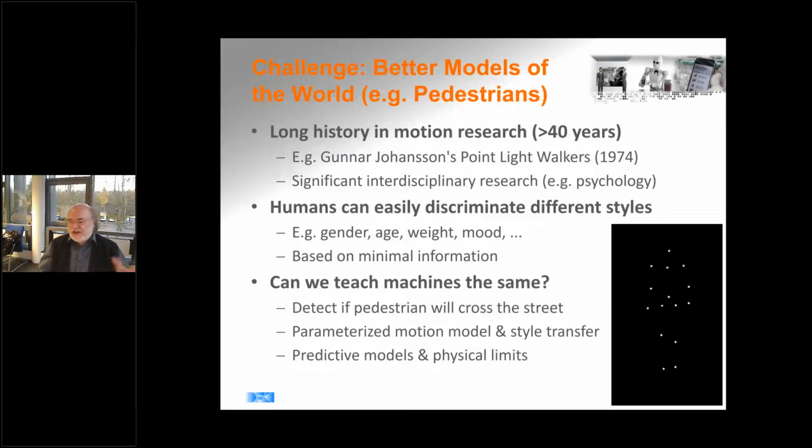This is not so very interactive here, but if this were an interactive talk, I would ask you what you see here in the lower right-hand corner. And the usual answer is a person walking, right? And I could argue this is actually wrong, because the only thing you're actually seeing is a couple of white dots moving on a black background, right? This is the real information you're getting.